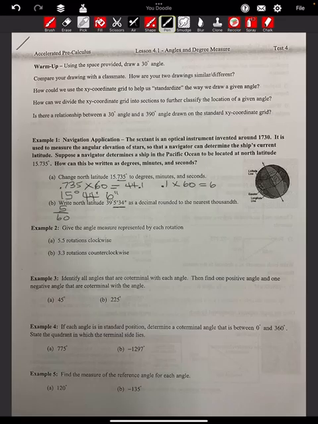Now, remember, we had to change it to degrees, minutes, and seconds. Our degrees we already had, so it's going to be 15 degrees, and then 44 minutes, and we use one little apostrophe. And then for the 6 seconds, we're going to use 2 apostrophes. So that's how we change a degree with decimals to minutes and seconds.